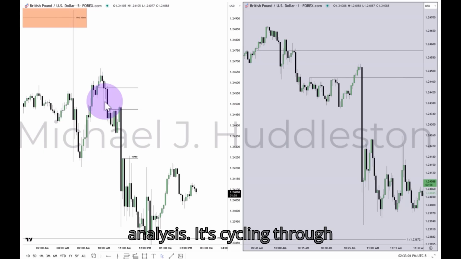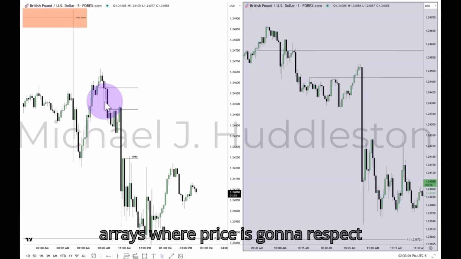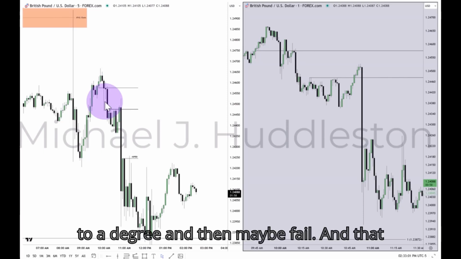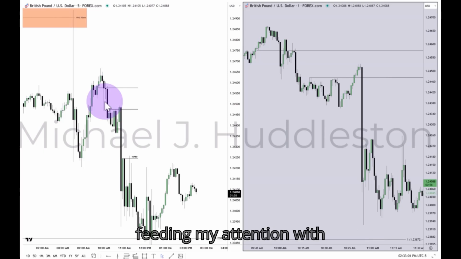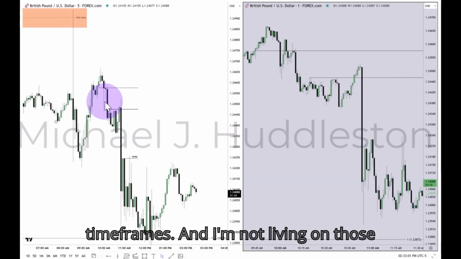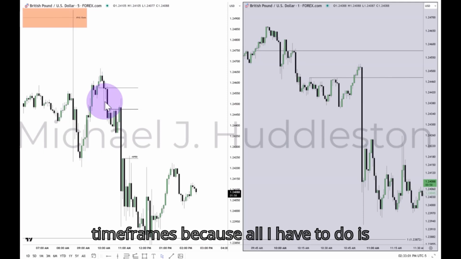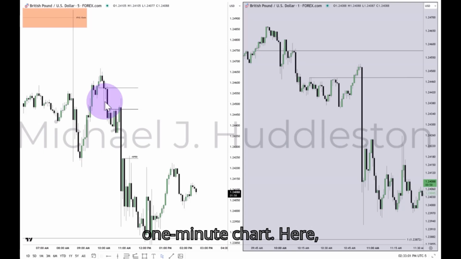It's not top-down analysis. It's cycling through continuously, looking for algorithmic PD arrays where price is going to respect to a degree and then maybe fail, and that gives me information. I'm constantly feeding my attention with these things that are on these specific time frames. And I'm not living on those time frames because all I have to do is refer to it real quick and see where I'm at and then go right back to that 1-minute chart.